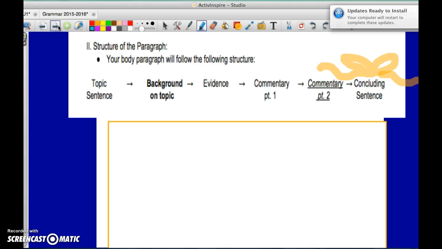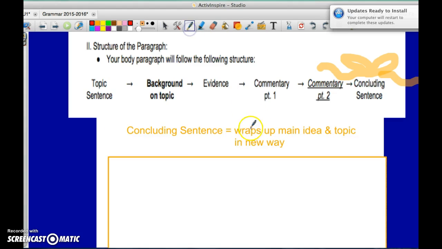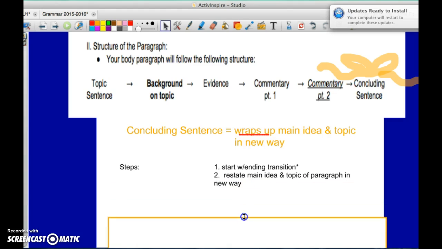And last but not least is the concluding sentence. You'll notice that the image for concluding sentence is a beautiful bow, or at least it's attempting to be. And that's because concluding sentences wrap up the main idea and the topic in a new way. It wraps up your paragraph. I know, I'm full of clever ideas and puns.